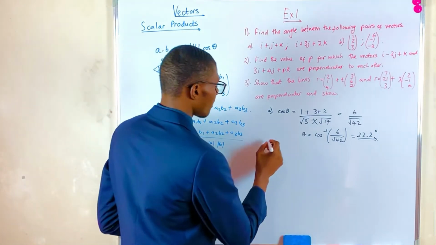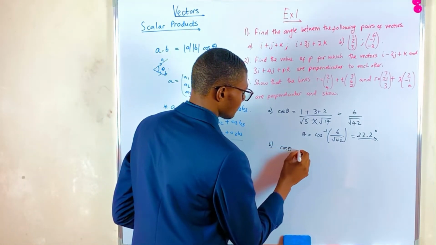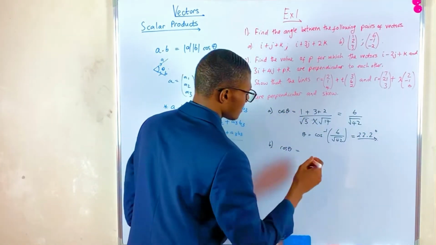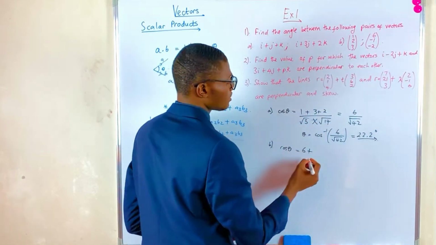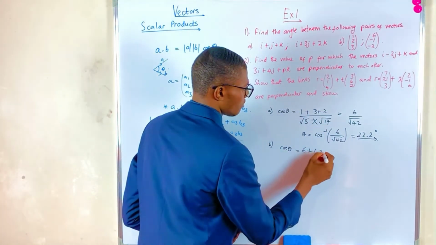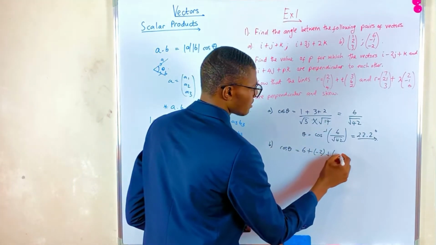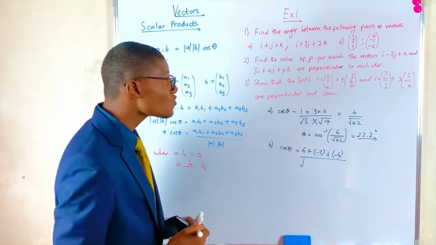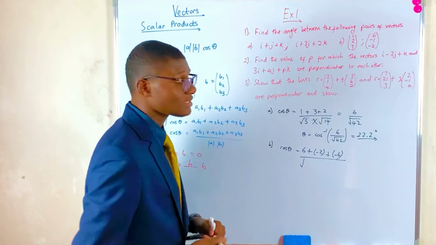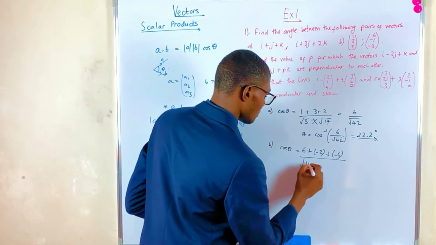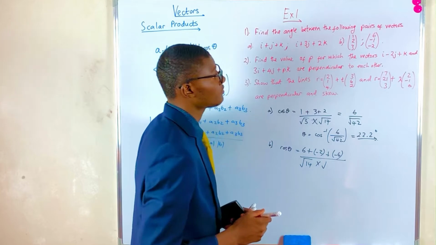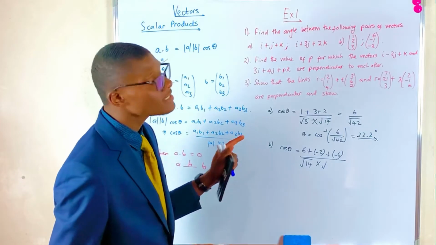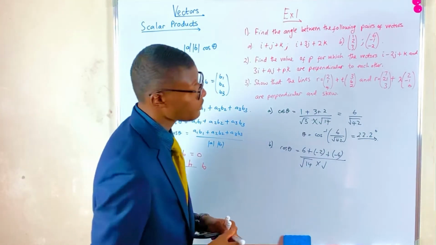Then for the second part, part B, cos theta is equal to 1 times 6, that's a 6, plus 2 times minus 1, that's a minus 2, then plus 3 times minus 2, that's minus 6, over root of 1 squared plus 2 squared plus 3 squared, that's 1 plus 4 plus 9, which gives us 14, then times root of 6 squared plus minus 1 squared plus minus 2 squared, that's 36 plus 1 plus 4, which gives us 41.